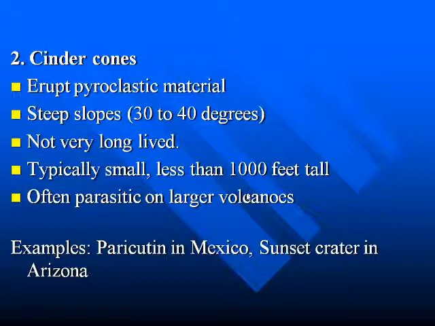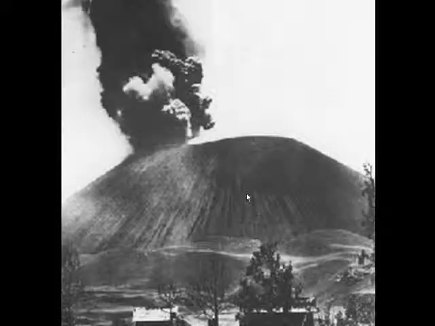They're often found parasitic on larger volcanoes. The Sunset Crater in Arizona and the Paricutin in Mexico are examples of that one. So you can see that picture of one there. So you have the main crater here, and then the cinder cone over here.